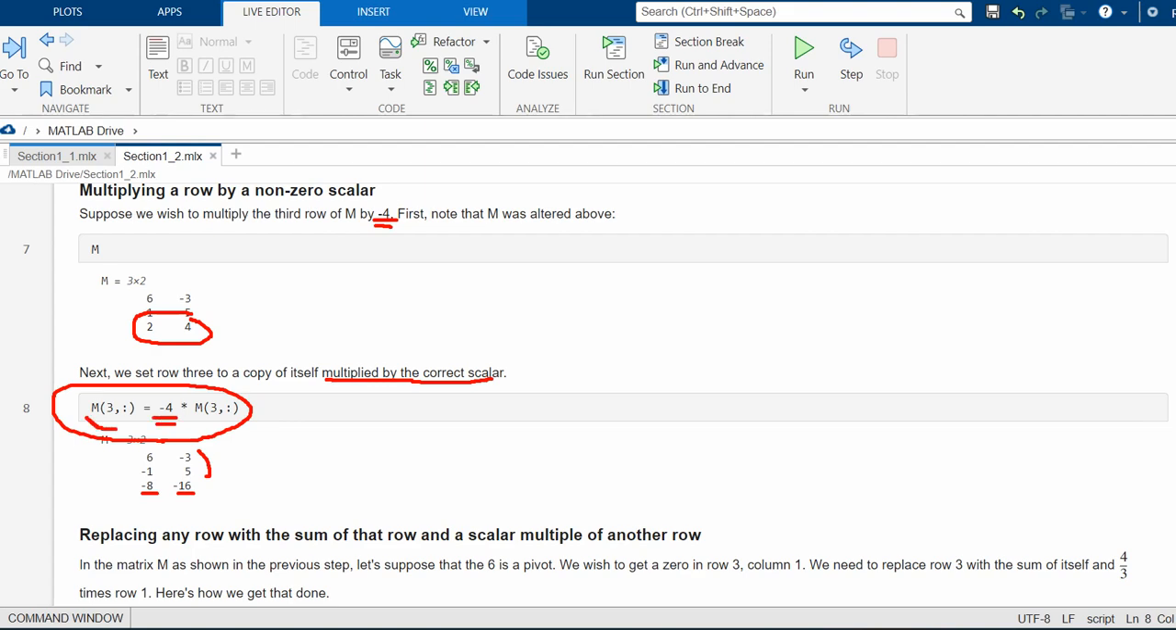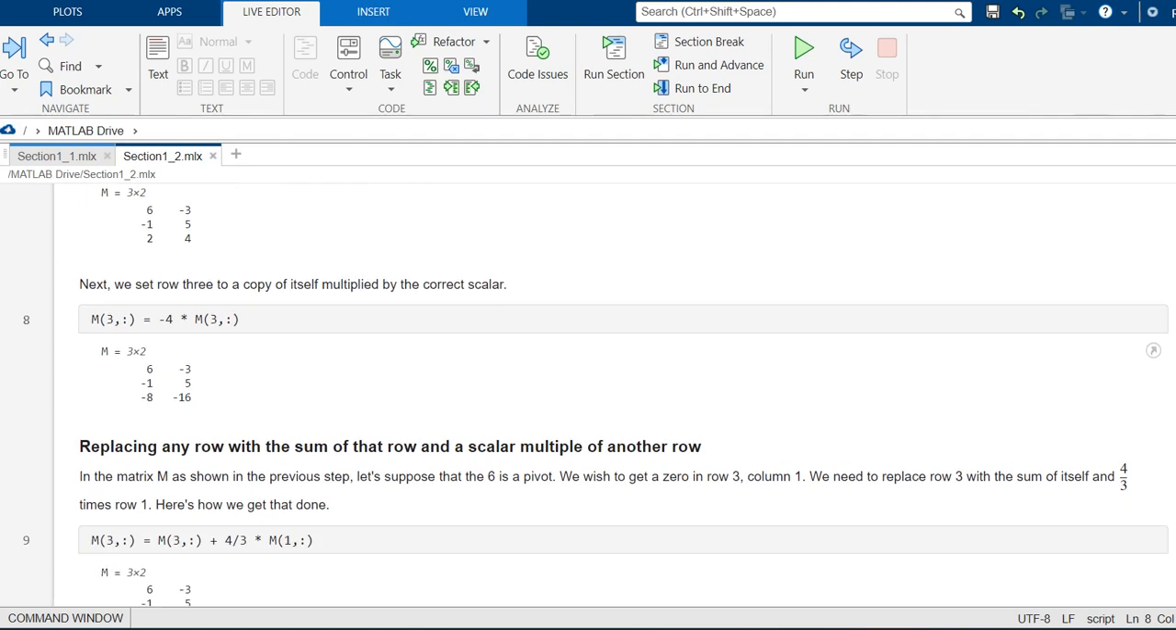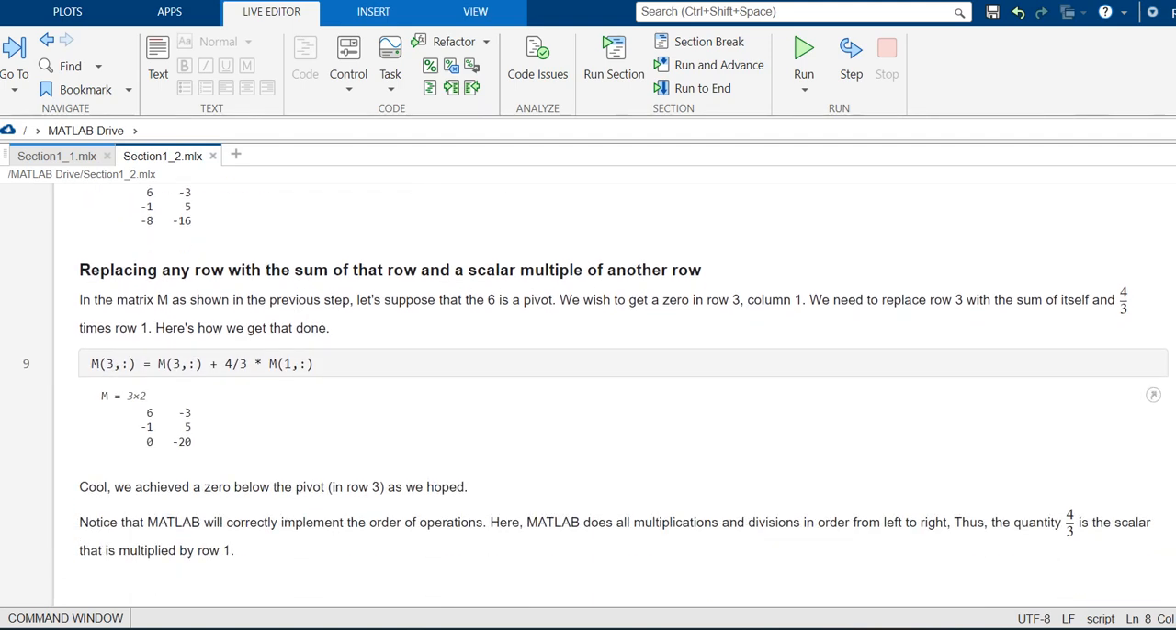Again, we just call the matrix row that we want. That's the third row of M is equal to the third row of M times the scalar. Okay? So that's fairly easy to do. And then the last one is a little bit harder. Replace any row with the sum of that row and a scalar multiple of another row. Okay, so let's look at how we get that done.